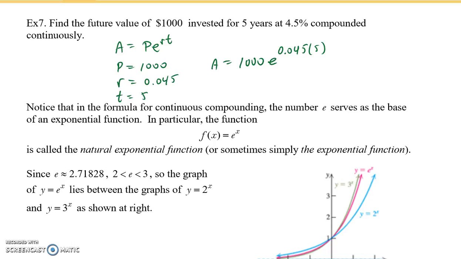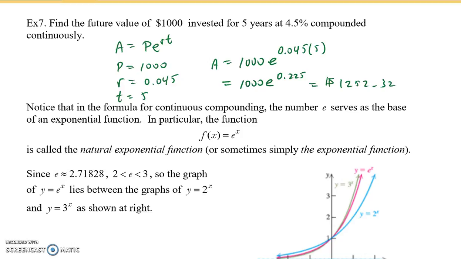When we multiply the numbers in the exponent, so we have 1,000 e, we obtain 0.225. And then we can use a calculator to compute the value, which is $1,252.32 to the nearest cent.